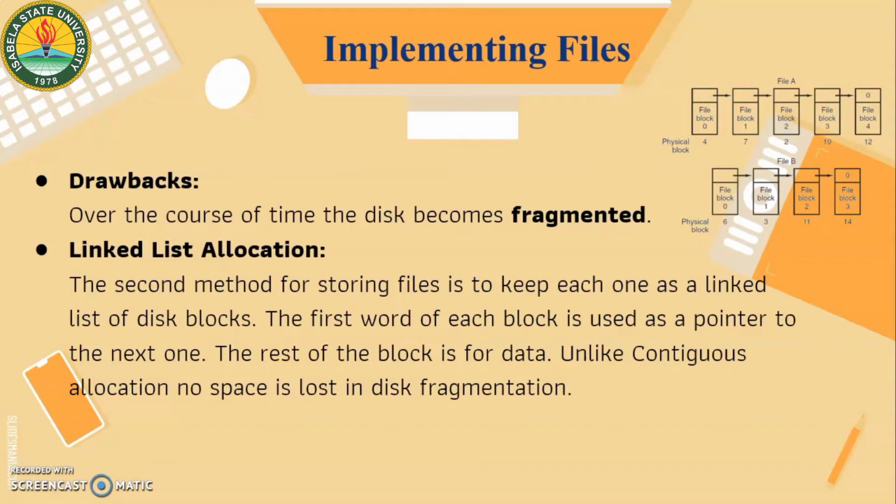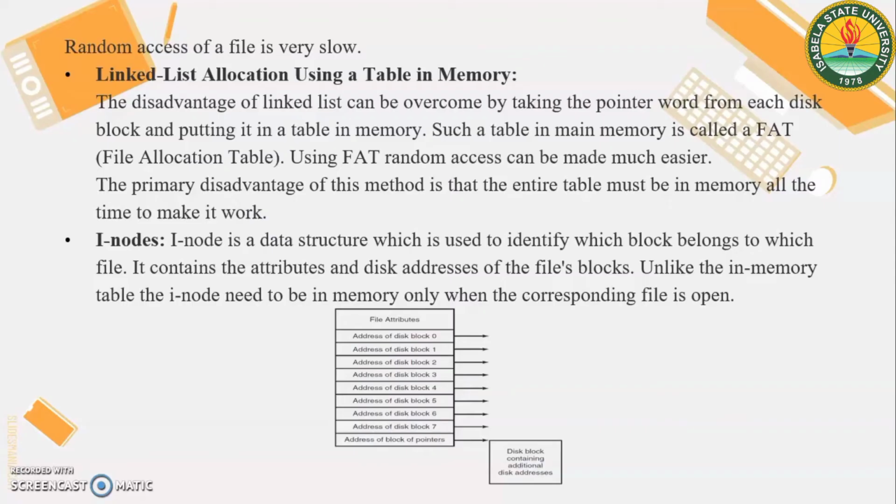Linked list allocation. The second method for storing files is to keep each one as a linked list of disk blocks. The first word of each block is used as a pointer to the next one. The rest of the block is for data. Unlike contiguous allocation, no space is lost to fragmentation. However, random access of a file is very slow.